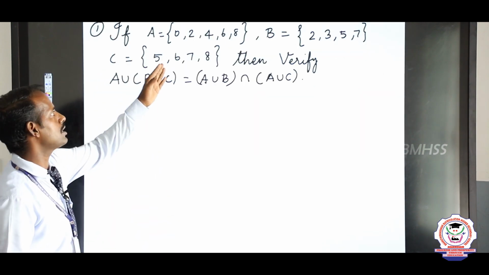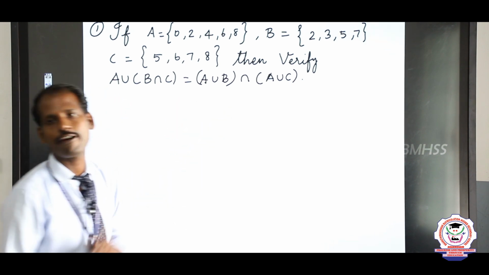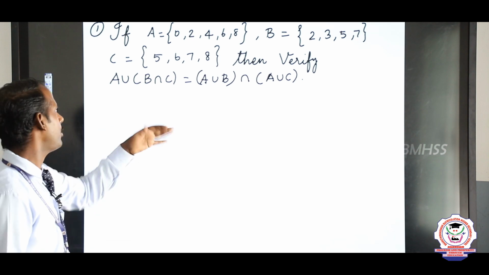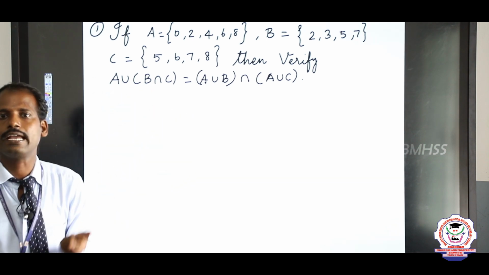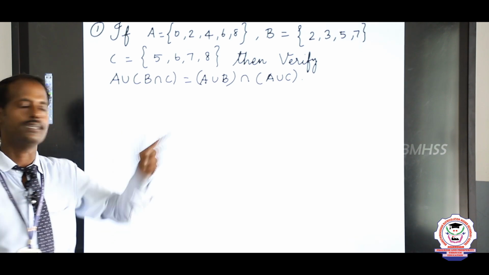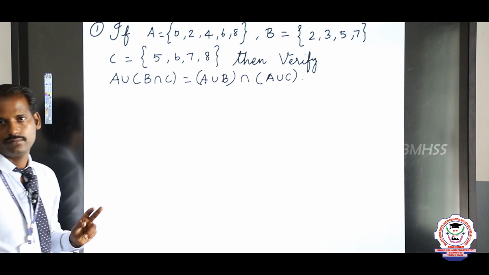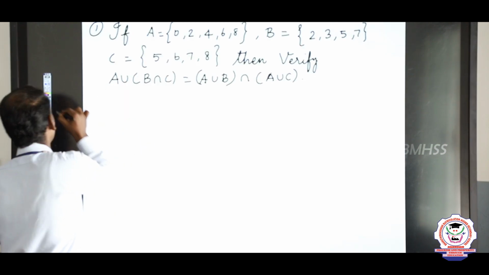If A equal to 0, 2, 4, 6, 8 and B set is 2, 3, 5, 7 and C set is 5, 6, 7, 8, then verify A union B intersection C is equal to A union B intersection A union C. This is the distributive property of union. Here using union.